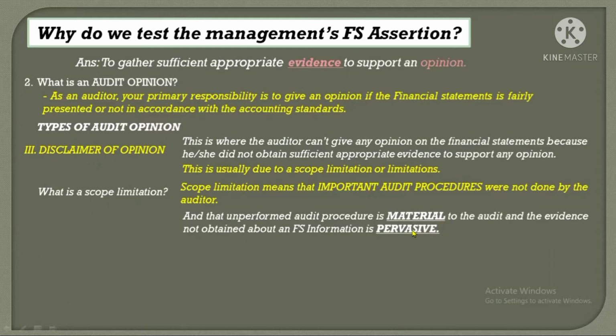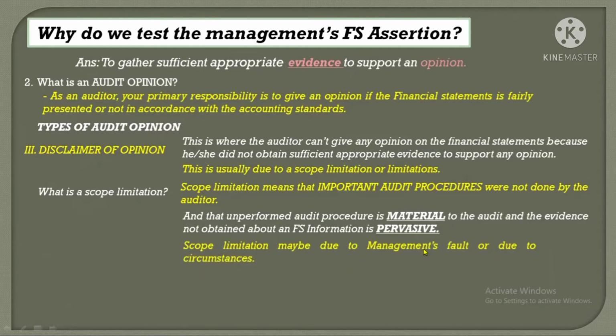So disclaimer and adverse opinion are very similar to each other in terms of that. But remember, they're not the same, okay? In adverse opinion, there is really evidence that management did not follow the accounting standards. That is what we call departure from the accounting standards. In disclaimer of opinion, there is no sufficient appropriate evidence gathered to support any type of opinion.